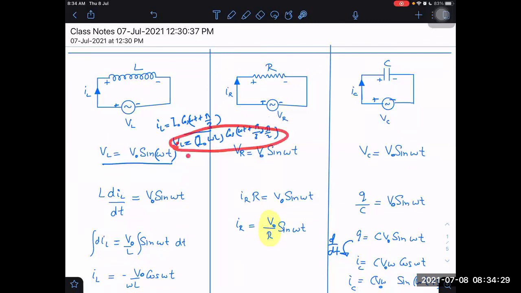Is there any other way to get VL? Yes, another way is also there. The other way is the formula L into dIL by dt. If I do that, I get the same thing. So then why are we even learning it if we already know this formula? Just to save our time. One person will be wasting time in differentiating, another person will be writing the answer directly. Okay, understood? Right.